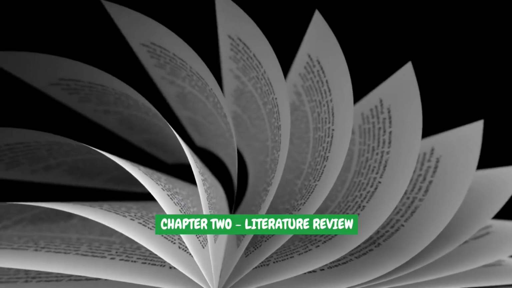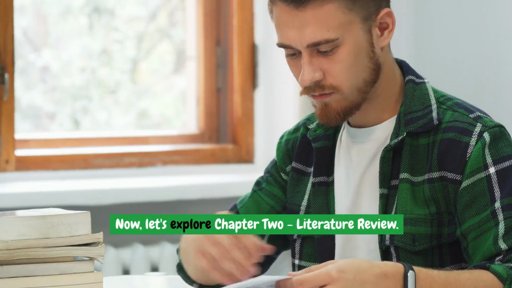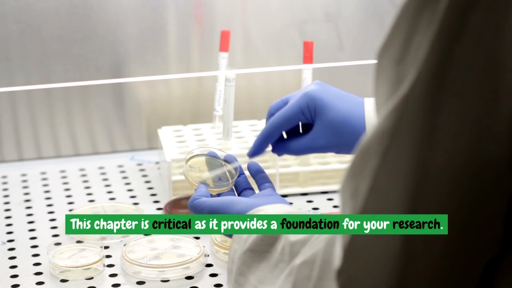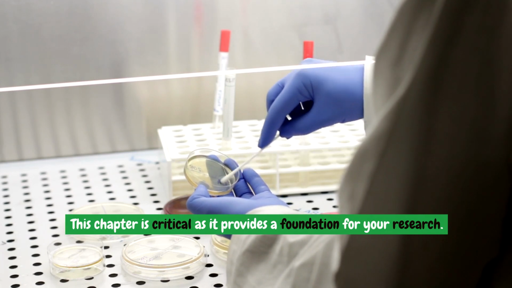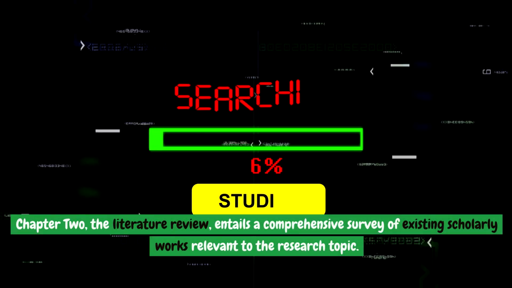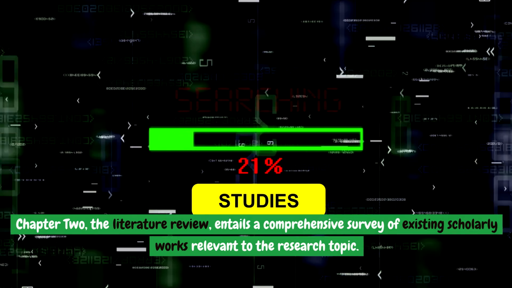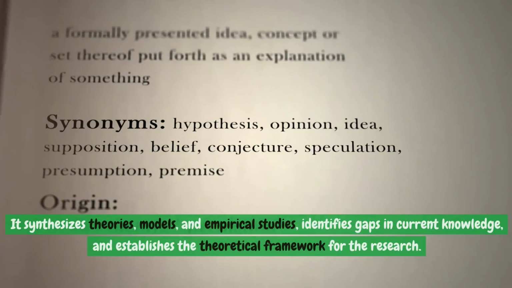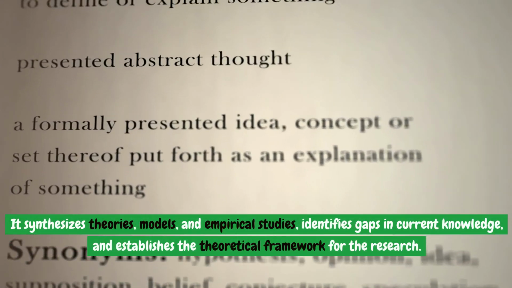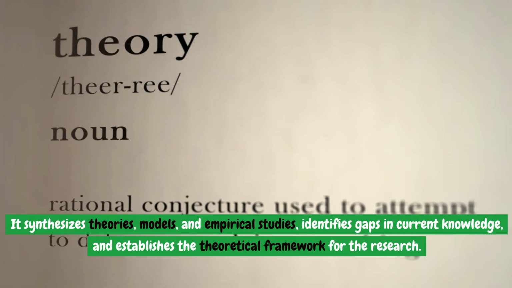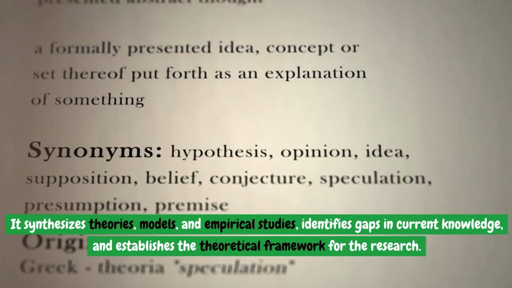Chapter 2 Literature Review. Now, let's explore Chapter 2 Literature Review. This chapter is critical as it provides a foundation for your research. Chapter 2, the Literature Review, entails a comprehensive survey of existing scholarly works relevant to the research topic. It synthesizes theories, models, and empirical studies, identifies gaps in current knowledge, and establishes the theoretical framework for the research.